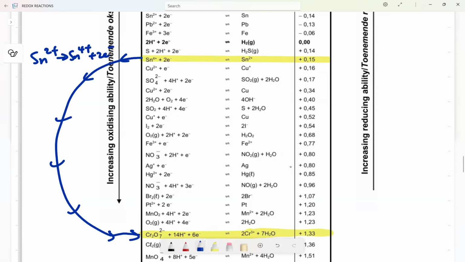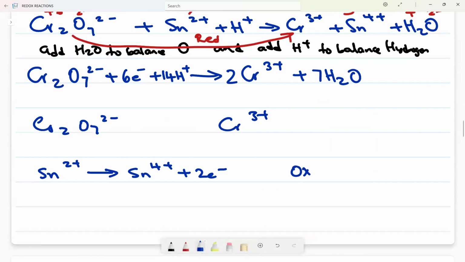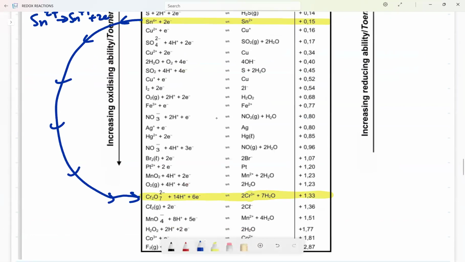Is it oxidation or reduction? This one undergoes oxidation. Why? Oxidation number increased from 2 plus to 4 plus. So this is oxidation half cell. Is it true? Yes. This is oxidation half cell. Remember, this is reduction half cell. So let's see if it's correct now. Cr2O7 2 minus plus 14H plus plus 6e. We write it going to that side.